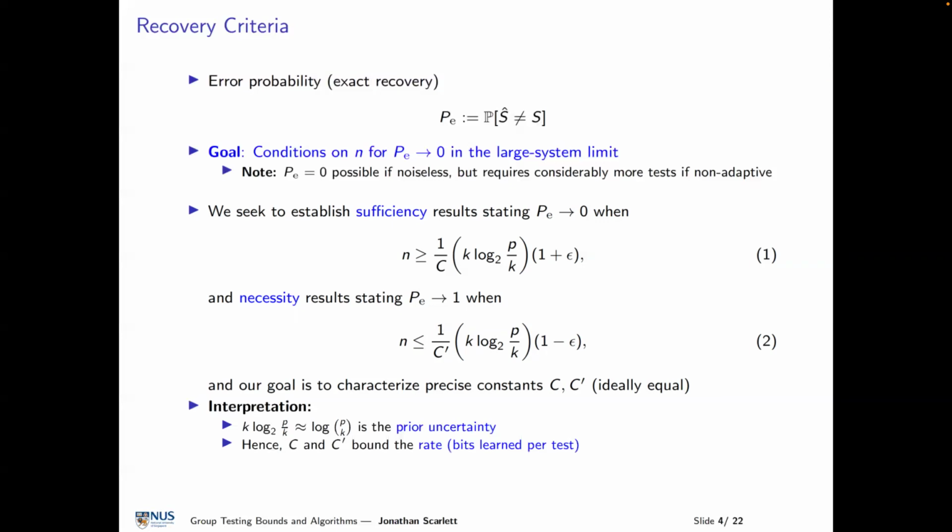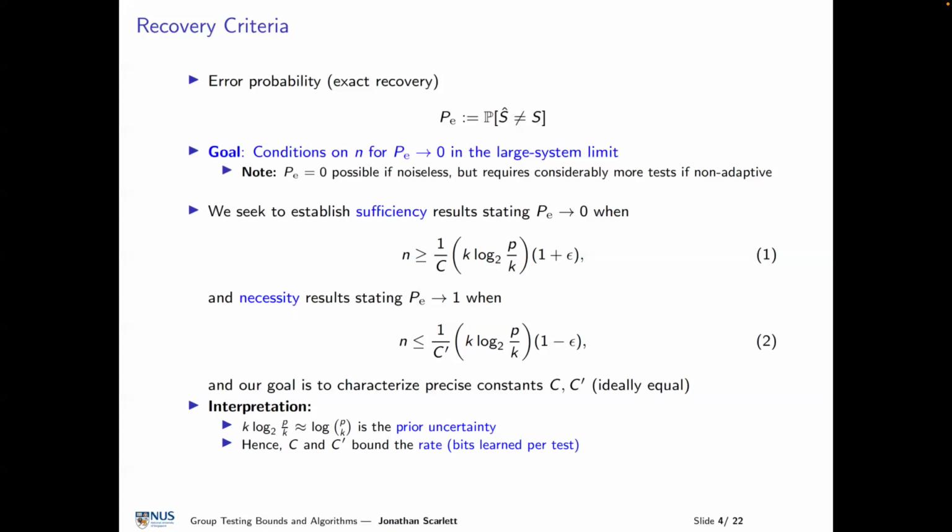K is the number of defectives and P is the total number of items. So I've got the intuition down here: this K log P over K is basically the log of the number of possible defective sets. Out of P, you're choosing K. And if K is much smaller than P, then log of P choose K is basically this K log P over K.